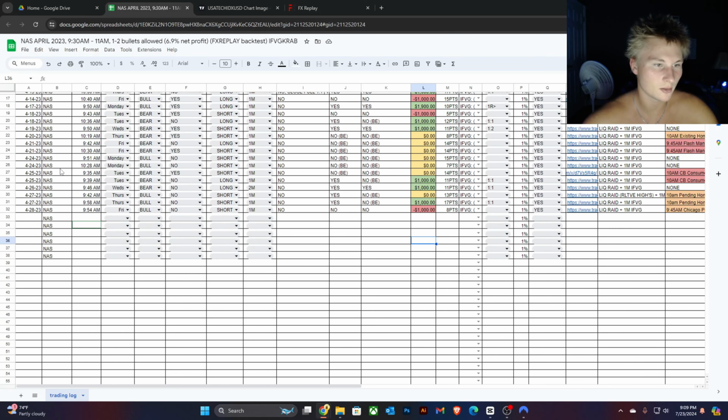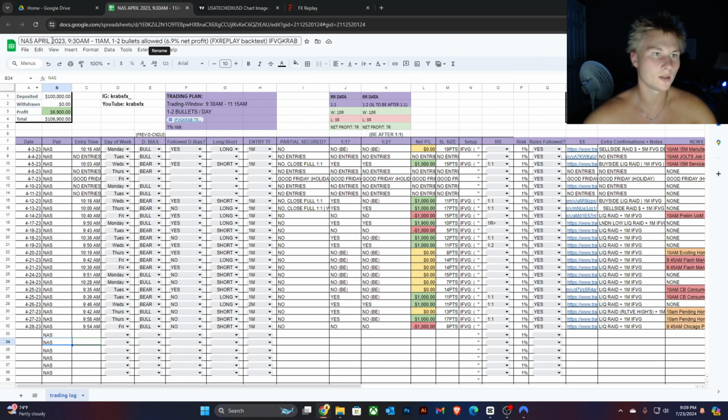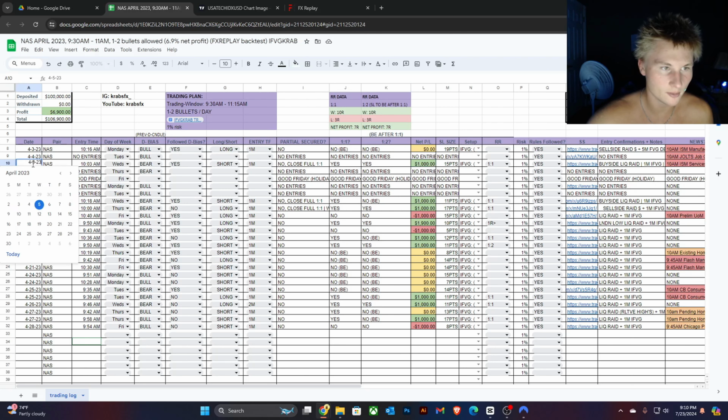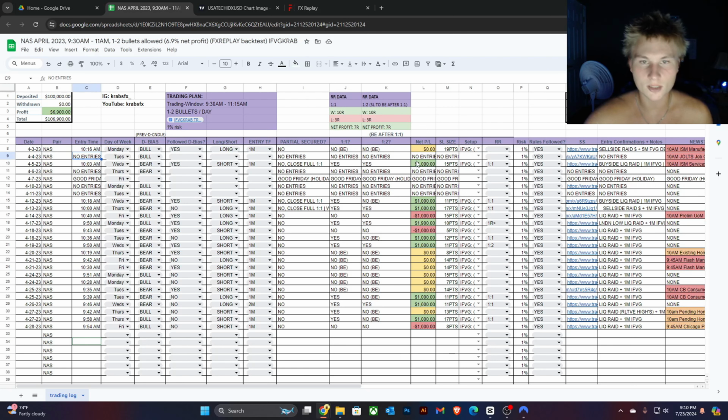As you can see, on NASDAQ we did April 2023. Here was my trading window, 9:30 a.m. to 11 a.m. Eastern Standard Time. I only allow myself 1 to 2 trades per day. So for example, if I took one win on the day, like right here you see the 5th, I would only allow that to be my trade for the day. So to prevent overtrading, to prevent greed, FOMO, anything, 1 W on the day, I'm done.